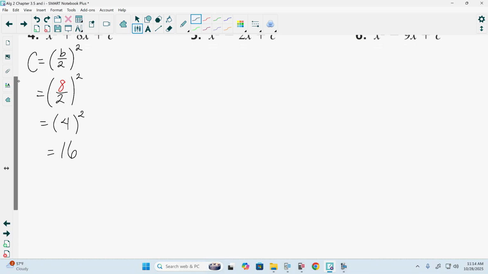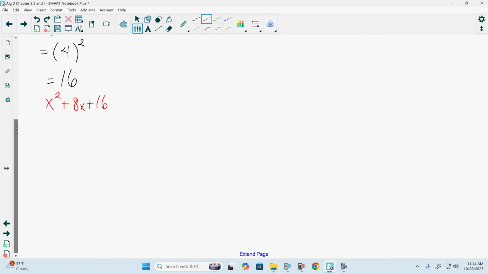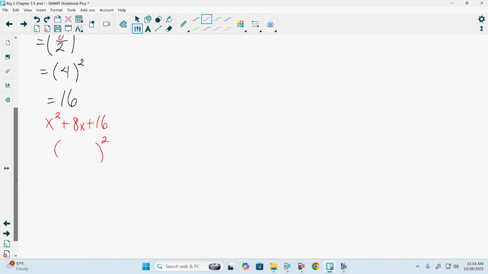So that tells us that our perfect square trinomial would be x squared plus 8x plus 16. And when we factor it to a perfect square trinomial, we'd have a single set of parentheses being squared, and we'd have x. And the number that goes into the parentheses with x is the number inside the parentheses before we squared it to find c. And it would be 4. And since it's positive 4, we're going to say x plus 4.